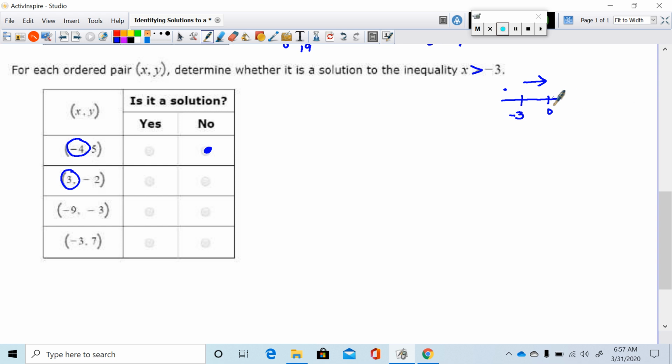3 would be a positive number. Yes, that's to the right of my reference point. This is the reference point here. Negative 9. Negative 9 would be somewhere over here. So no, that's not to the right. And negative 3. Well, if this inequality were underlined, then we could include negative 3. But it's not underlined, so we can't include it.